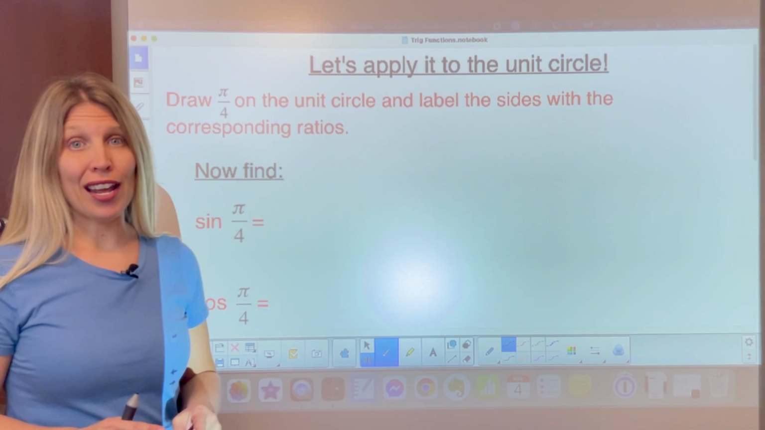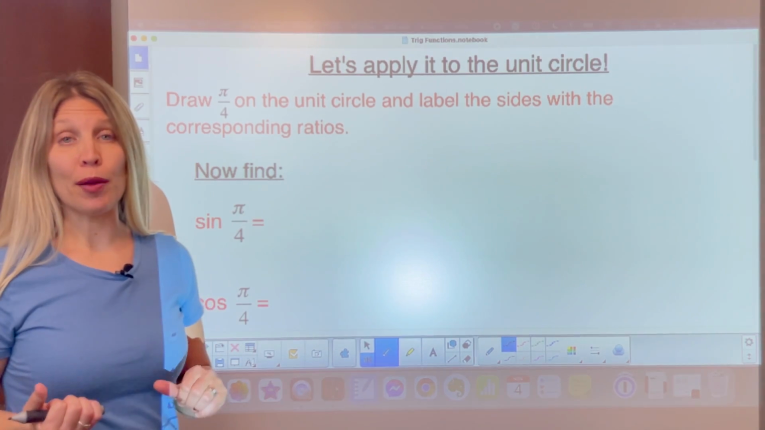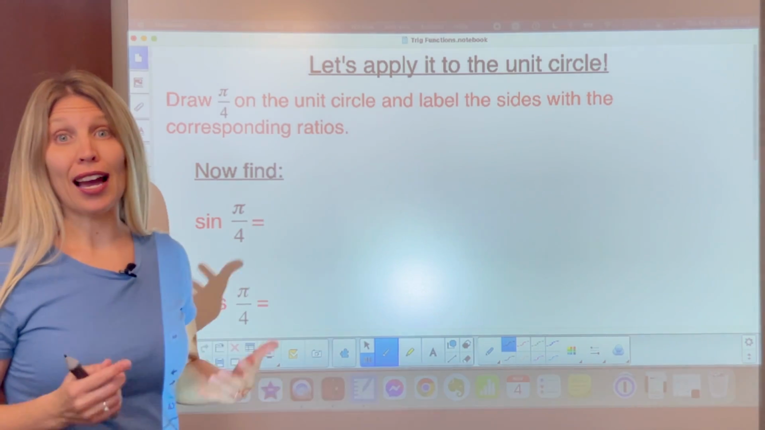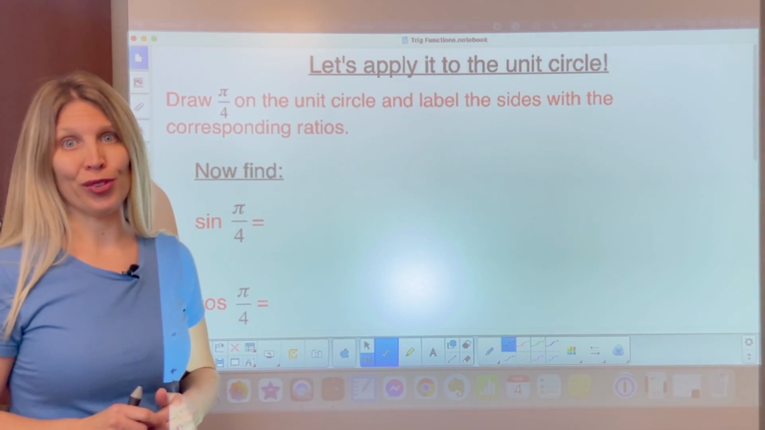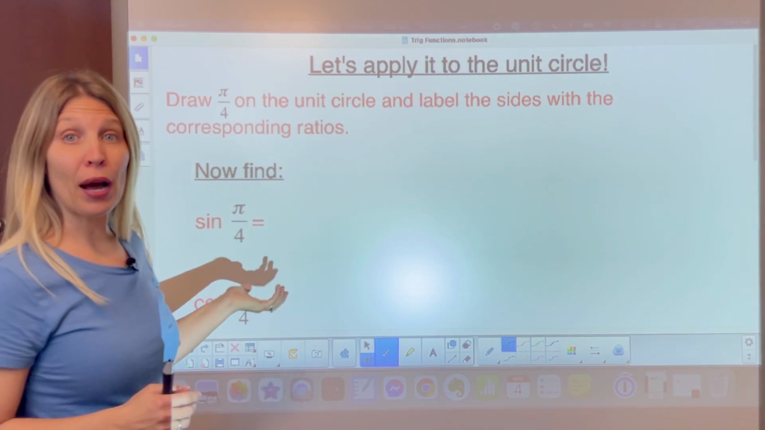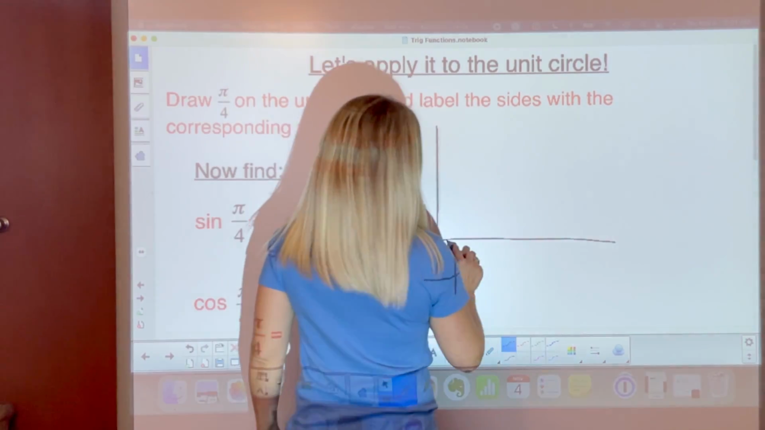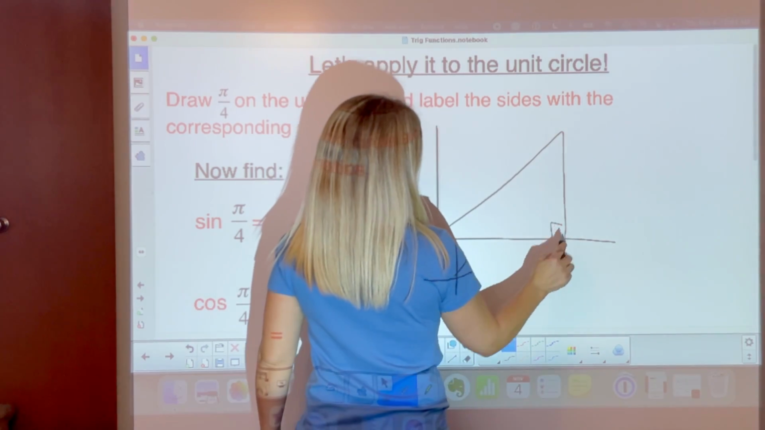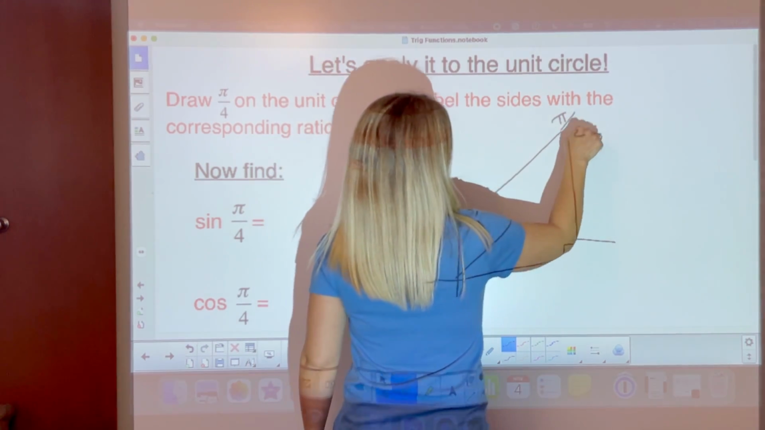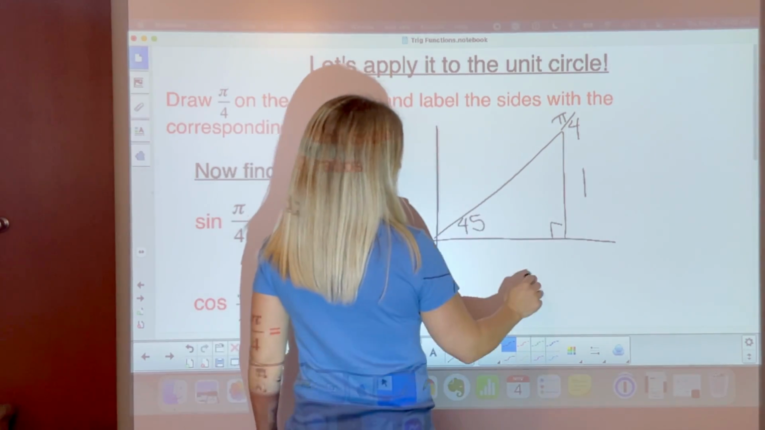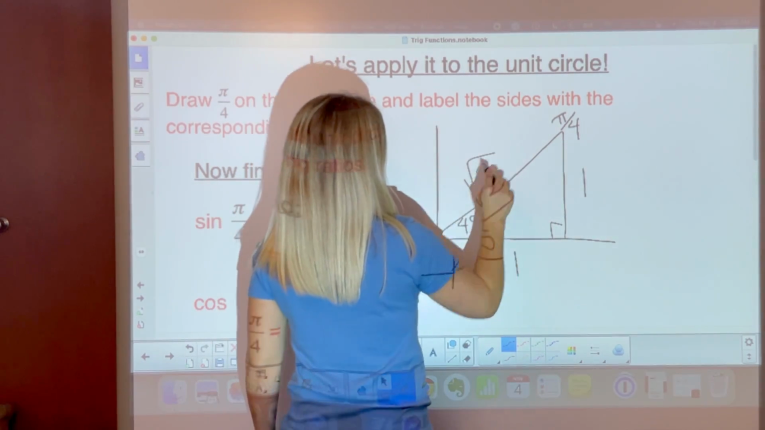If you're not sure on how to do that, make sure you check out my previous video on how to label these radians on your unit circle with the ratios. So in this example, we want pi over 4 on the unit circle. So let's go ahead and draw pi over 4. We know that's right here. Here's our triangle. This is pi over 4, which makes our degrees 45, which makes our ratios 1, 1, square root of 2.